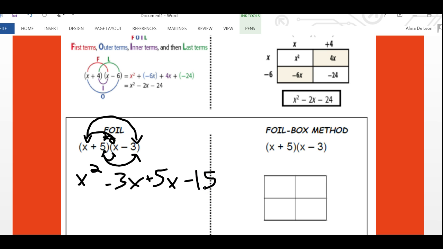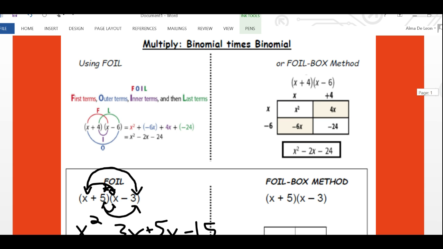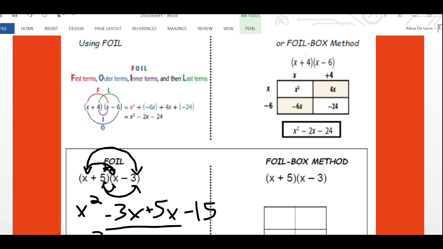So I ended up with what I have written down, x squared minus 3x plus 5x minus 15. Now all I have to do is combine my like terms, which are -3x and positive 5x. That gives me x squared, -3x plus 5x is positive 2x minus 15. And I end up with my solution. This is one way of multiplying binomials, but another way of multiplying is called the FOIL box method, which is essentially the same thing. It's just that it is a better way of organizing your work.